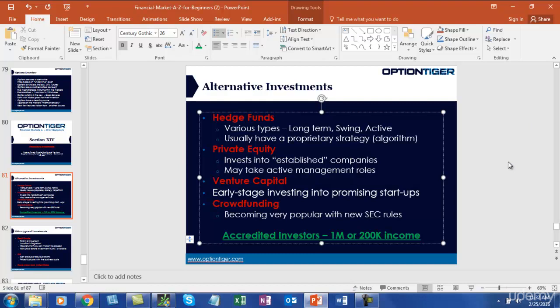Previously you had to be an accredited investor, which means you have a net worth of 1 million, not counting your primary home, or income of 200K, or 300K if you're a couple. For all of these hedge funds, private equity, and venture capital, you need to be an accredited investor. Whereas for crowdfunding, I believe the rules have been relaxed now, or it's going to be relaxed. So even if you're not in this category, you can invest $2,000 or $3,000.